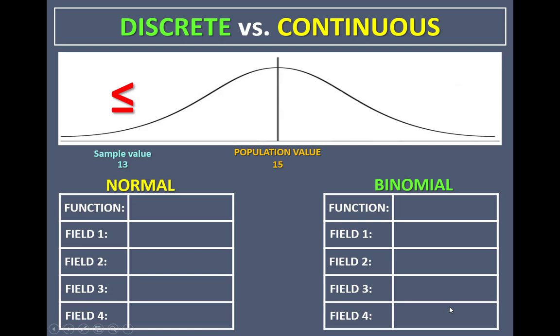So examining the normal distribution first, I'm supposed to see a population value of 15. I only see a value of 13, less than what I'm supposed to be seeing. So what I want to check is less than or equal to 13. Well, if we're using the normal distribution, then the function in Excel we would be using is NORM.DIST.